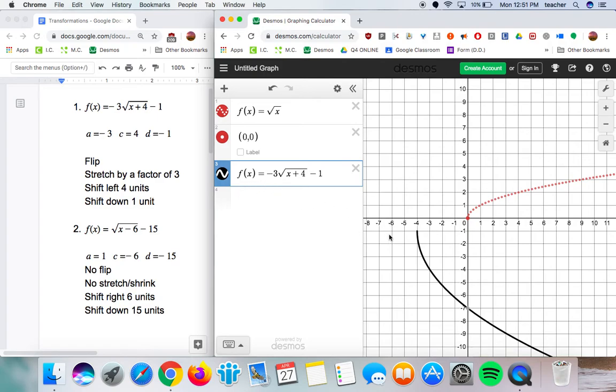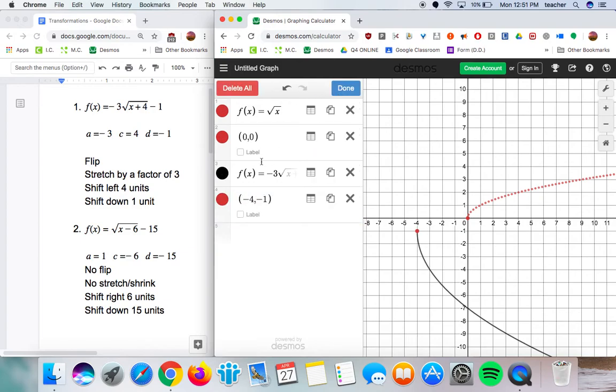Notice what happened here. We know there should be a flip. And in fact, yes, our graph has flipped over. It is upside down. We should also have a stretch, so our graph should be a little bit taller. Yeah, it is. We can see that this graph is stretched out a little bit more than the original. We should also have a shift to the left, which we did. We went left 4 and a shift down. So we went left 4, down 1, giving us that new vertex of (-4, -1). So you can see that point on there. So that's how these all work together.